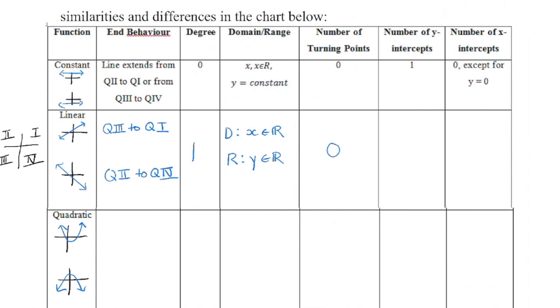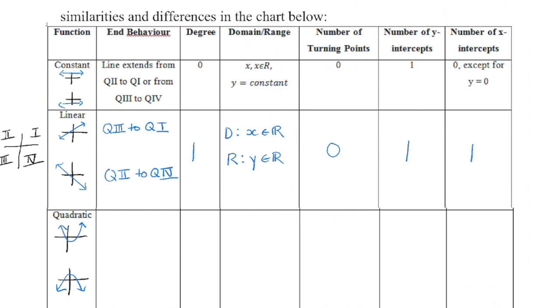The y-intercepts, and again, you can even just look at my baby graphs here. We're going to cross the y-axis one time. X-intercepts, we're also going to cross the x-axis one time. And you can go back and look at those other graphs that we did initially too. So I'm going to have 1 and 1.